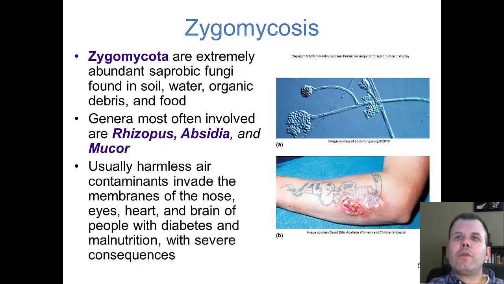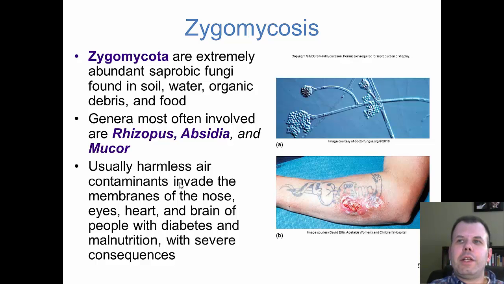Okay, the last one is kind of interesting because Zygomycota is typically your bread mold. Zygomycota are species of bread mold, and typically they're found in soil, water, organic debris, and food. I think the most common Zygomycota that we think of is the black bread mold, and this includes Rhizopus, Absidia, and Mucor. These are usually harmless air contaminants that invade the membranes of the nose, eye, and brain of people with diabetes or malnutrition, and lead to severe consequences.